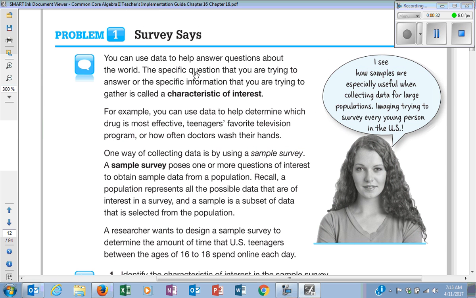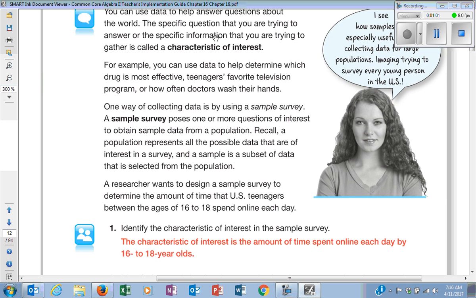So you can use data to help answer questions about the world. The specific question that you are trying to answer, or the specific information that you are trying to gather, is called a characteristic of interest. Okay? So you want to know how many miles per gallon hybrid cars get. That's your characteristic of interest. Whatever information you are gathering, that is that. Does that make sense? Probably not a huge vocabulary.